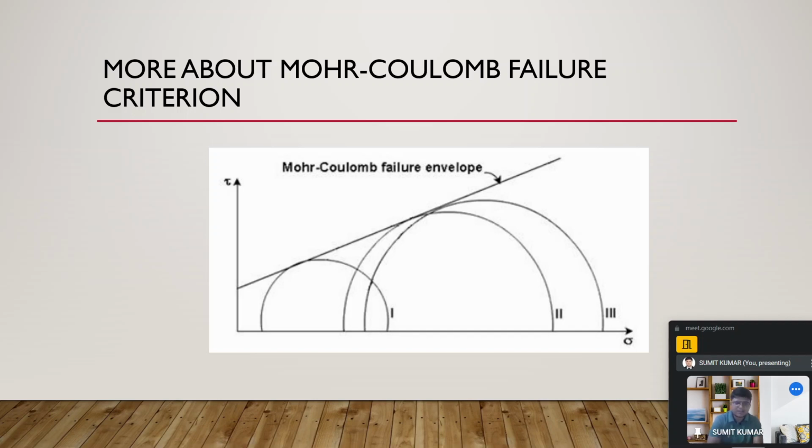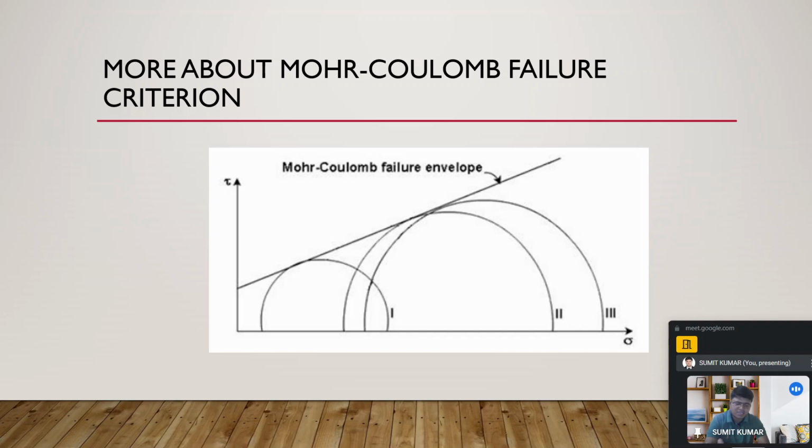But at this point of time, I want to explain, like we already discussed during our second session, a relation between sigma 1 and sigma 3. That is sigma 1 equals sigma 3 tan square (45 plus phi by 2) plus 2c tan (45 plus phi by 2), or for tan square (45 plus phi by 2) we also write a relation in terms of sine. So you are aware of these concepts, because I have taught them during my second session in brief. Here sigma 3 is the confining pressure.